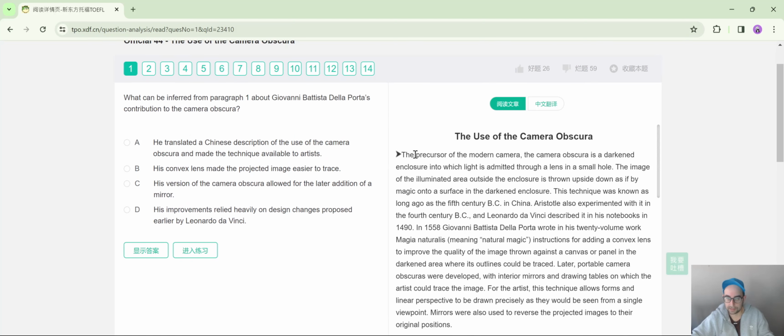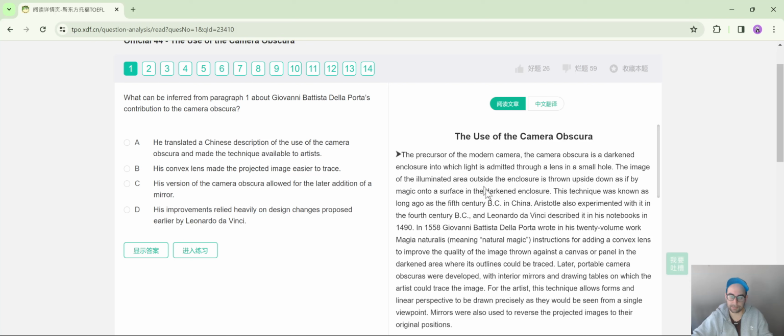So let's see. Precursor of the modern camera, camera obscura, okay, is a darkened enclosure into which light is admitted through a lens in a small hole. So I gotta find that guy. Darkened enclosure. This technique was known as long ago as the 5th century BC in China. Okay. Aristotle, so Greece, right, also experimented with it in the 4th century BC, and Leonardo da Vinci, in Italy, right? Described it in his notebooks in 1490.